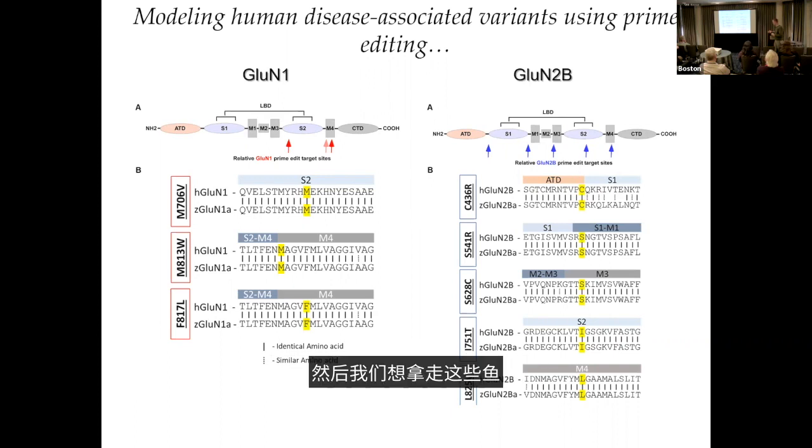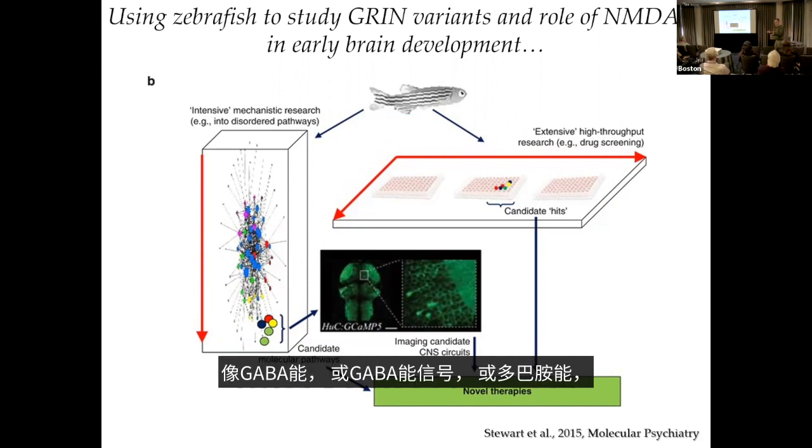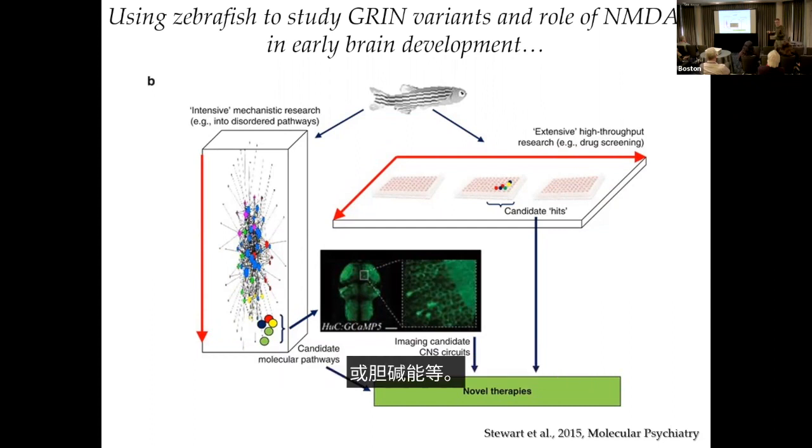Then we want to take these fish and ask the same questions we've already asked with the GLUN2B knockout. How do the variants impact the development of GABAergic interneurons? How do they impact social behavior? The idea is that if we understand the fundamental processes they disrupt, this can lead to novel therapies targeting specific neuron populations like GABAergic, dopaminergic, or cholinergic signaling. And now that we have these animals, we can start high-throughput drug screens that we would like to move forward with.